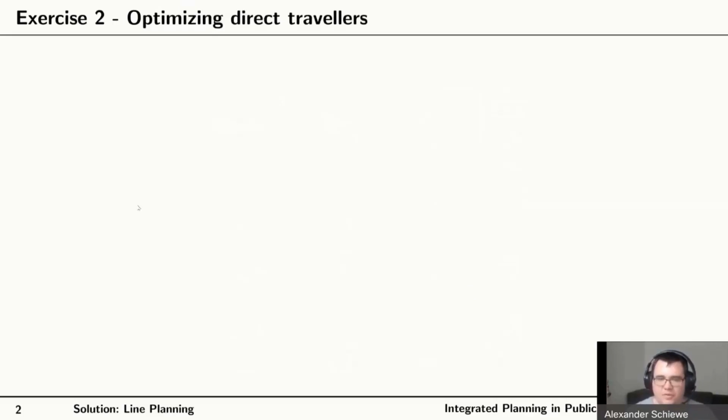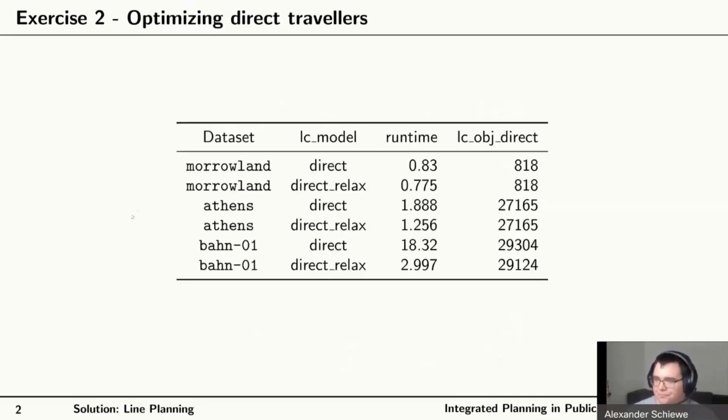Well, the second one, the direct travelers. Yeah, just a very similar observation that we can do here. So comparing the direct model with the direct relaxation, the relaxation works faster, but it's not as good. Again, you just observe the trade-off, especially for the larger data sets.